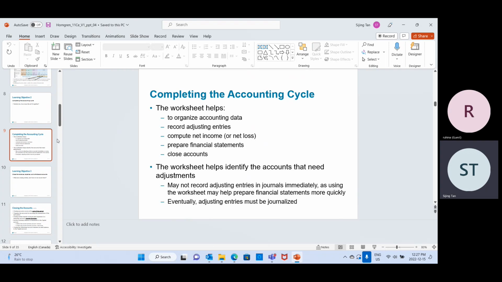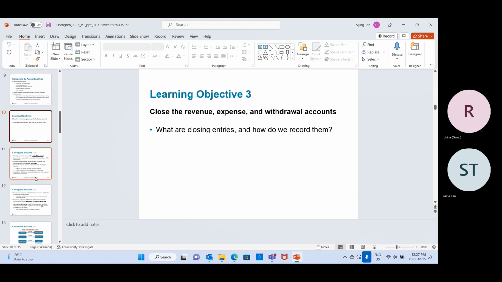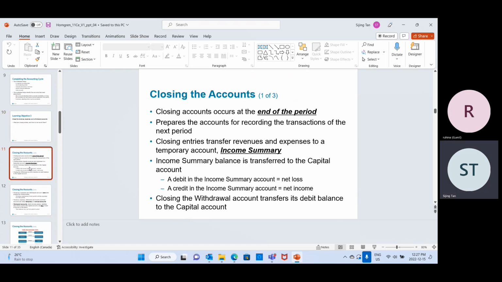Right. So in completing the accounting cycle, the worksheet helps to organize account data, record adjusting entries, compute net income, prepare financial statements, and then close the accounts. Now, how are we going to record closing the accounts? Closing the accounts is the process by which certain accounts are prepared for recording transactions of the next period. So we're closing the temporary accounts. How are you going to do that? What is a temporary account?